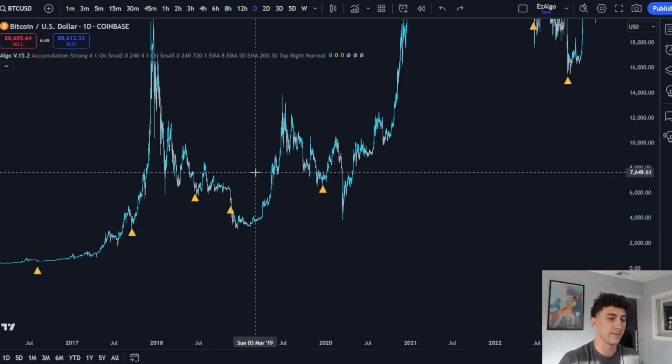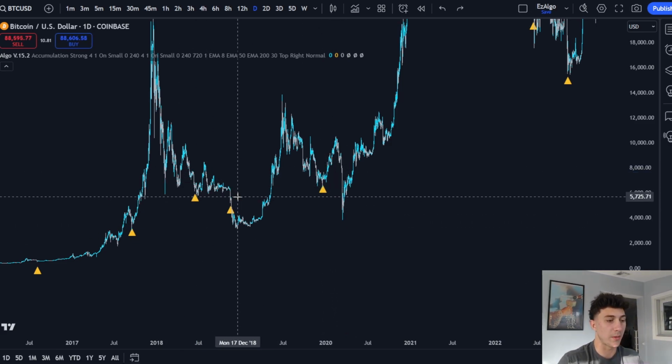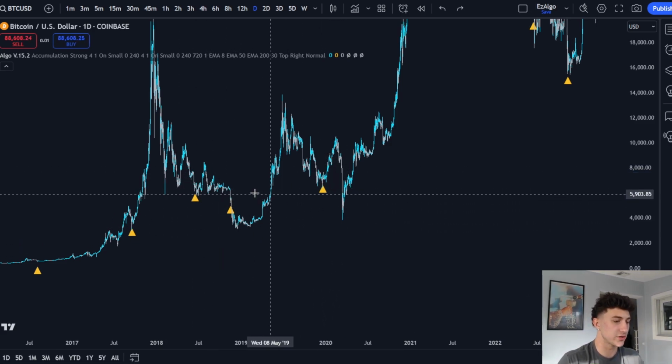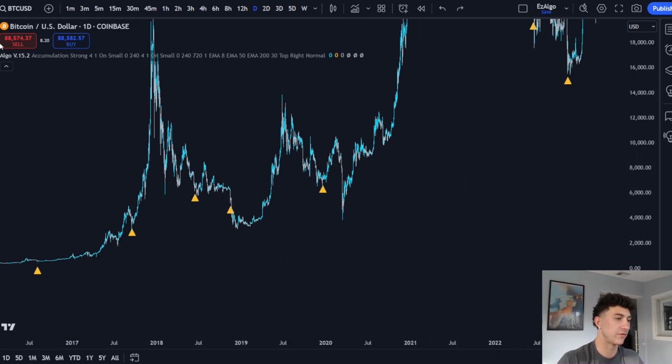Like I said, anytime you get a golden accumulation signal, this is telling you to start building a position in this currency or in this asset. So if we're on Bitcoin, it's telling us, okay, the local bottom is probably pretty close here. Let's start to dollar cost average back into the market or enter low leverage long positions.